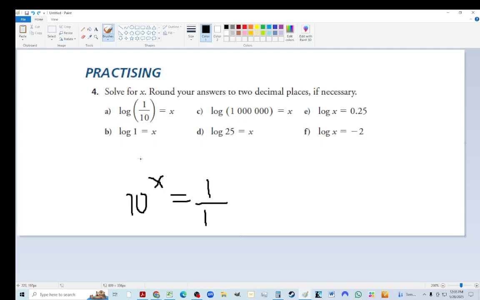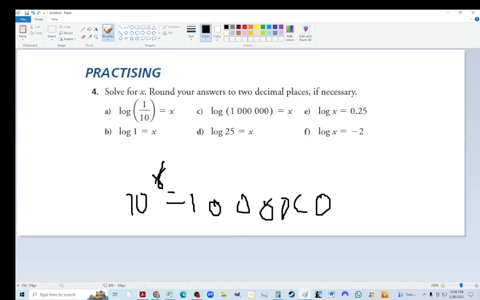B. What do I put as a power of 10 to equal 1? Well, the only possible answer is 0. C. What do I put as a power of 10 to equal 1,000,000? Well, count the zeros. How many zeros do you see there? 6. 10 to the power 6. So that's the nice thing about 10 powers. It's how many zeros there are.